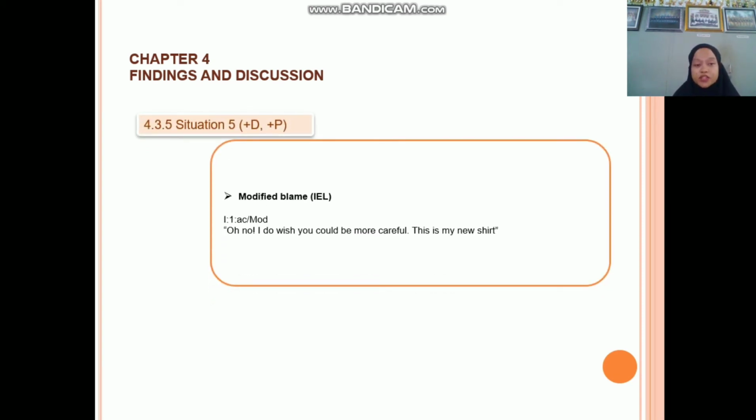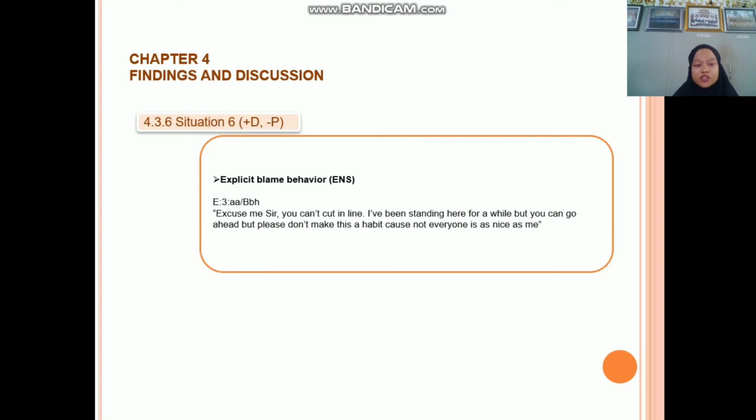The fifth situation shows the use of modified blame by an Indonesian English learner. In the modified blame strategy, the complainer expresses modified disapproval of an action for which the accused is responsible. "I do wish you could be more careful." The complainer used the words "could be more careful" as a complaint strategy which is modified by a form of question with the meaning of hope that the hearer will change his actions.